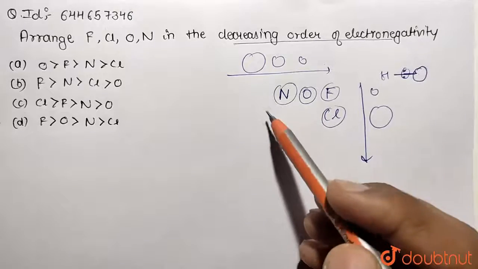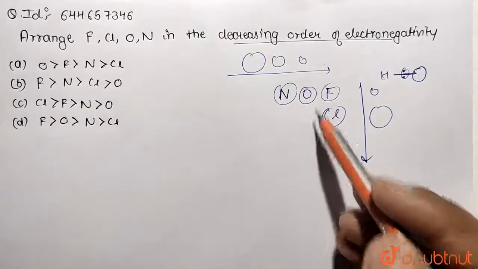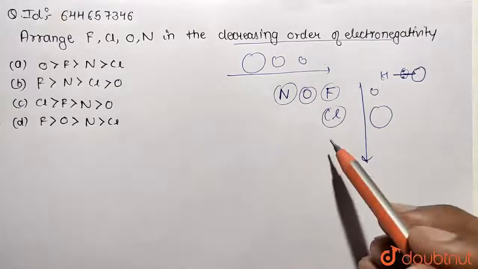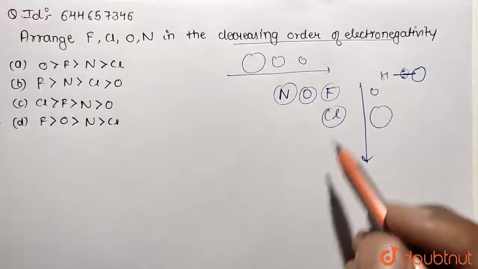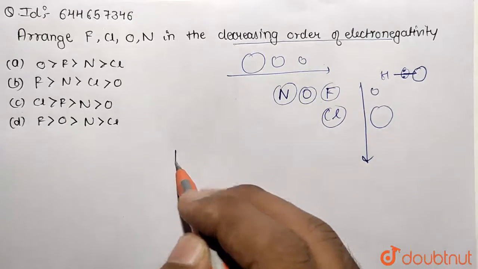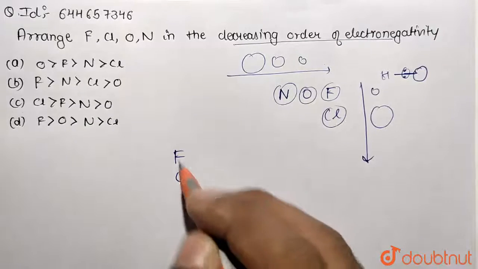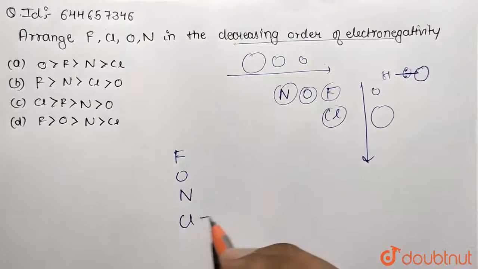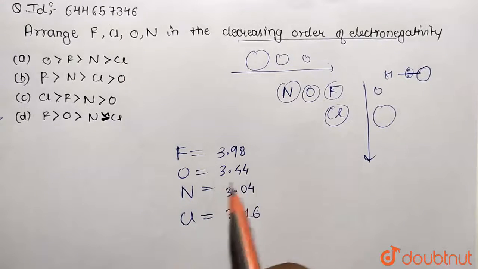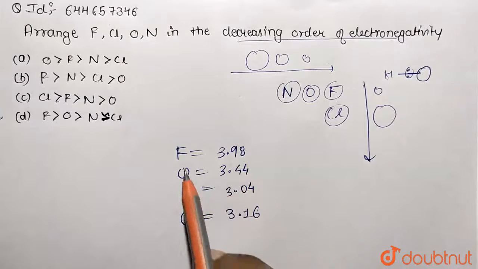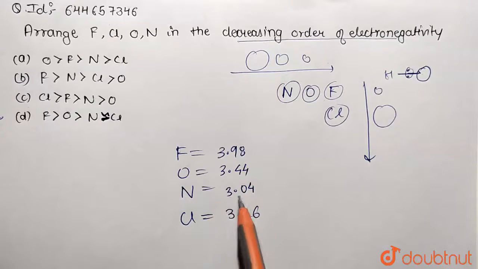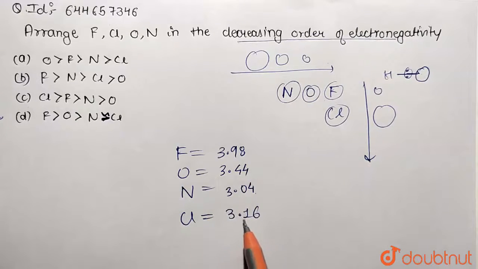Second period elements are comparatively smaller in size than third period elements, so obviously their electronegativity values are also going to be high. Going value wise, I am writing the electronegativity values that have been found out: fluorine, oxygen, then nitrogen and chlorine. These are the values from the table I have written. Fluorine has 3.98, oxygen has 3.44, nitrogen has 3.04, and chlorine has 3.16.